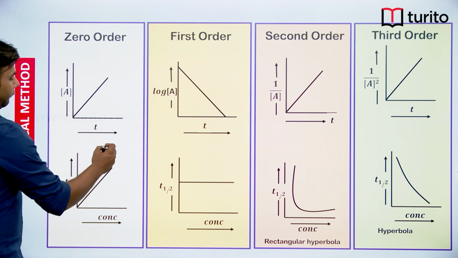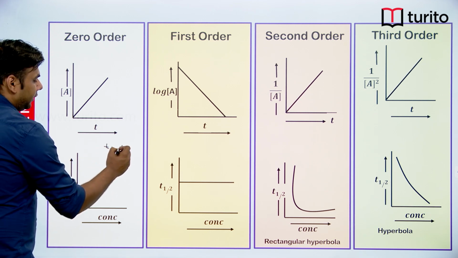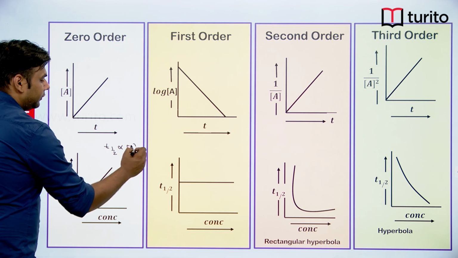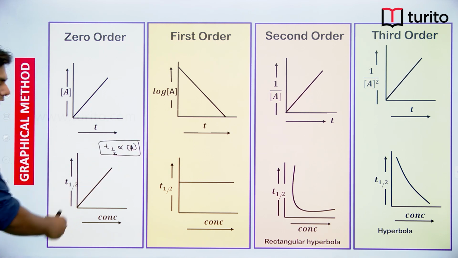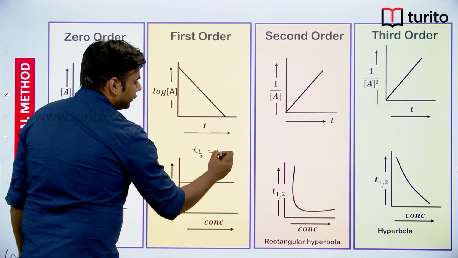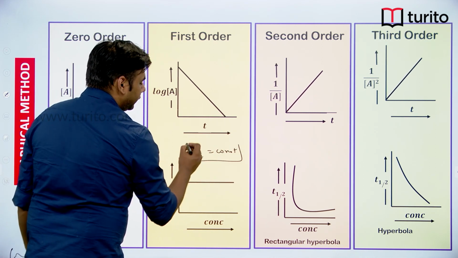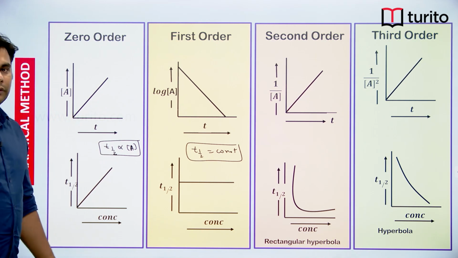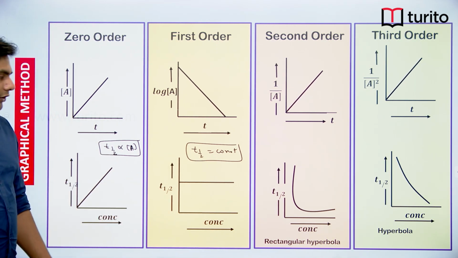Now, we know that for a zero order reaction, T half is directly proportional to concentration. So this is basically a straight line passing through the origin. For a first order reaction, T half is a constant independent of concentration. So this is a straight line parallel to the concentration axis.